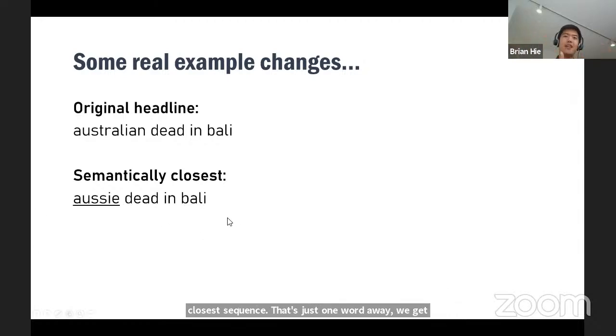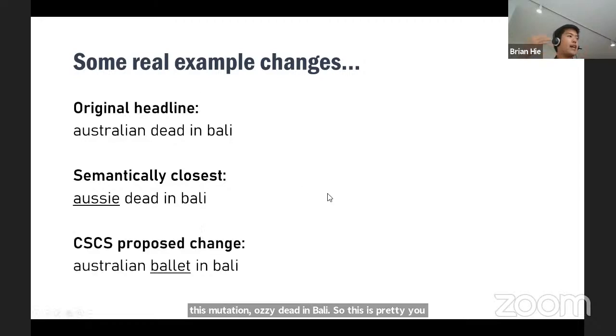So this is pretty synonymous with the original headline. But when we ask for the CSCS proposed change, we get "Australian ballet in Bali." And so you can imagine that this is a valid headline. You could see this appearing, "Australian ballet in Bali." But all of a sudden, it's a lot more positive, I guess depending on your opinion of ballet, from the original headline.